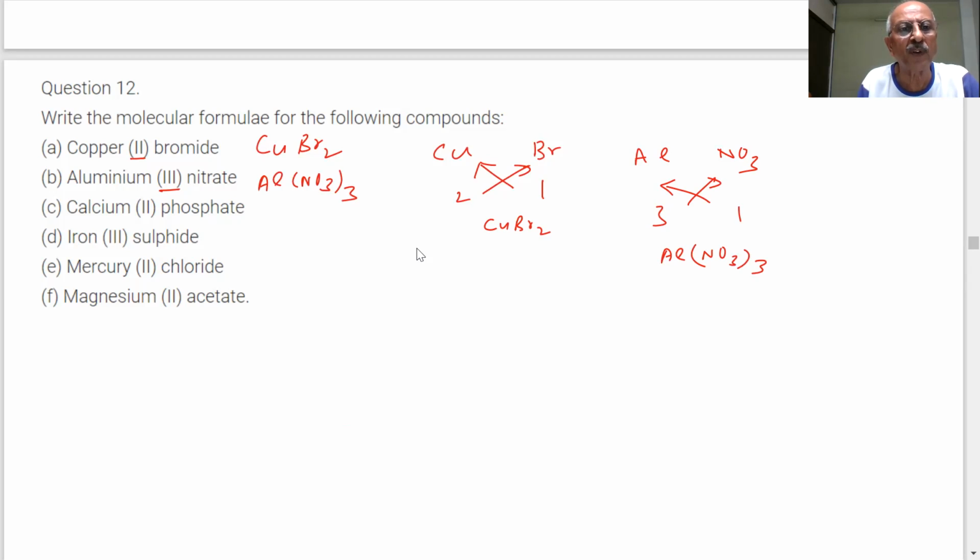Will you write calcium phosphate? Calcium 2. What does it mean, calcium 2? Valency of calcium is 2. What is the valency of phosphate? 3. Then what is the formula? Calcium is how much? 3. And phosphate is how much? 2. So what does it become? Calcium phosphate.